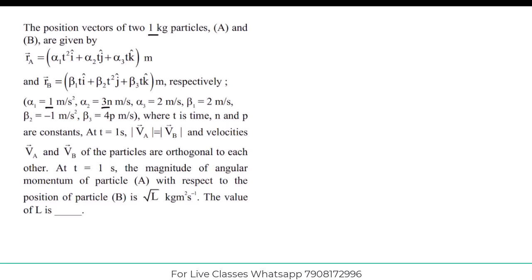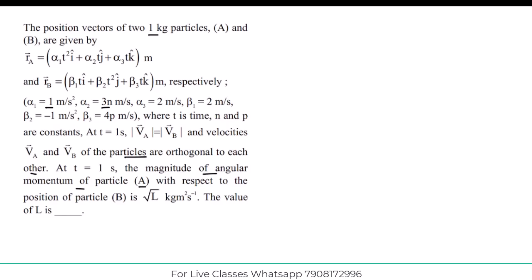So the position vectors of two 1 kg particles are given, RA and RB, and at 1 second mod VA equal to mod VB. So at 1 second the velocities of the two particles are the same in magnitude, and the velocities VA and VB of the particles are orthogonal to each other. So at 1 second the velocities are equal in magnitude and orthogonal, that is the angle between the two velocities VA and VB is 90 degrees.